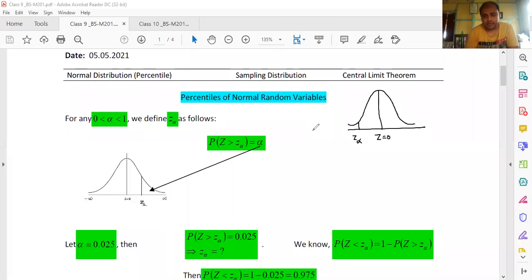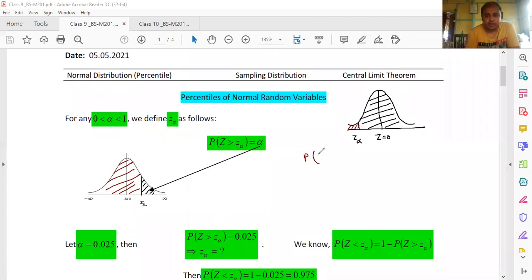In both the cases, we can consider two probabilities associated with that. One probability is associated with the right-hand side of z alpha, or if you consider this figure, it is the probability associated with this end. And another probability which we can consider is the left-hand side of z alpha. According to this figure, I'm considering this probability, or according to that figure, I'm considering this probability. So two different regions can be considered.